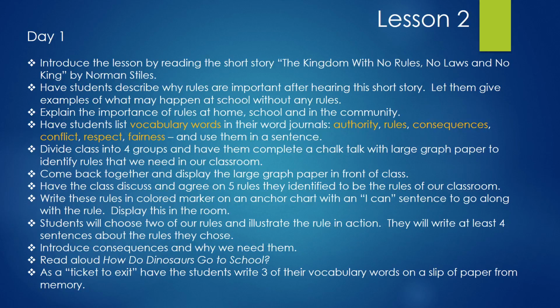Students will choose 2 of our rules and illustrate that rule in action. They will write at least 4 sentences about those rules that they chose. Introduce consequences and why we need them. Now read aloud How a Dinosaur Goes to School. As a ticket to exit, have the students write 3 of the vocabulary terms on a slip of paper from memory.